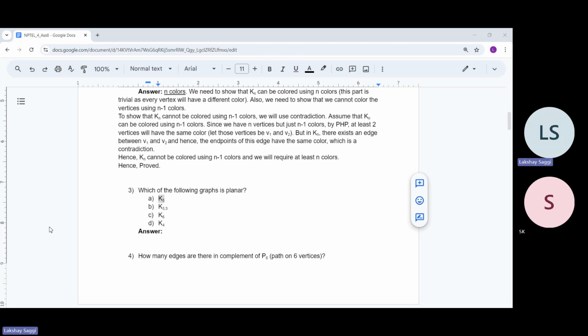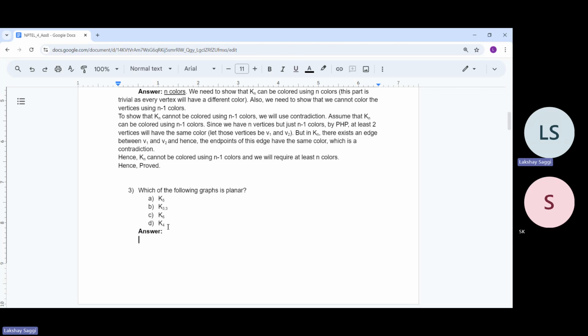Good to know. Yes. So we can move on to the third question then. The third question is indeed about planar graphs, right? Which of the following graphs is planar? The options are K5, K3,3, K6, K4. So would you like to attempt it, SK? Would you like to answer this question, or should I just discuss it straight away? You can just guess any answer also if you want.